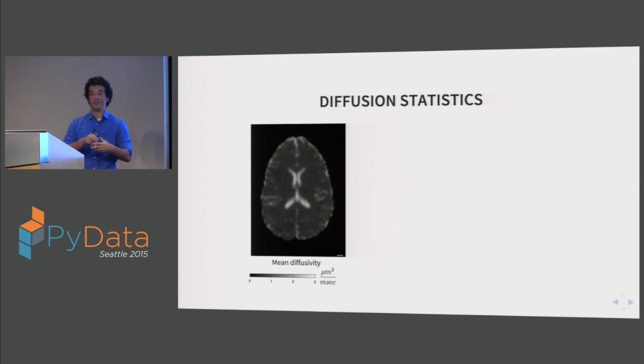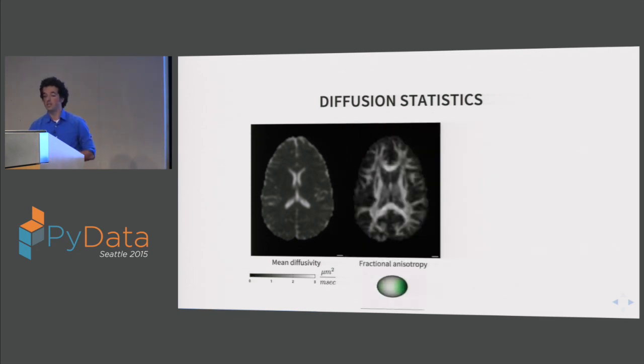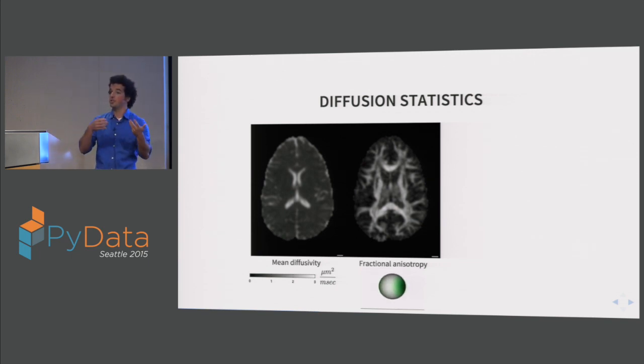So tissue is very low density there. It's almost purely water, and diffusivity is very, very high in those regions. Another kind of statistic we can derive from this kind of model is the fractional anisotropy. This refers to how pointy this ellipsoid shape is. If it's very, very pointy, we say that anisotropy is very, very high. And you can see that anisotropy varies quite a bit in different regions of the brain.